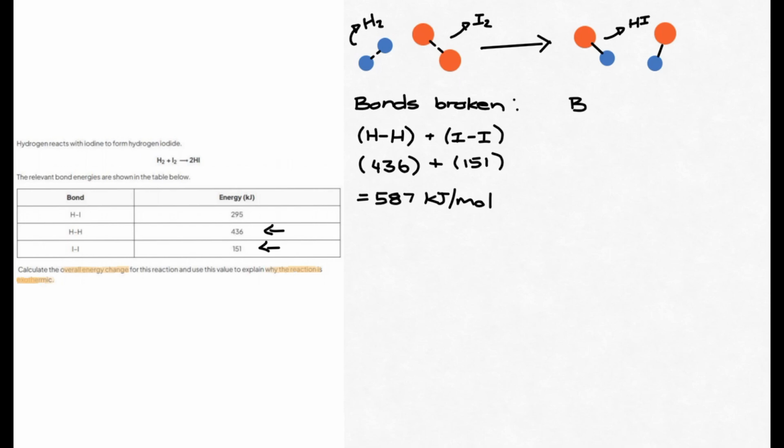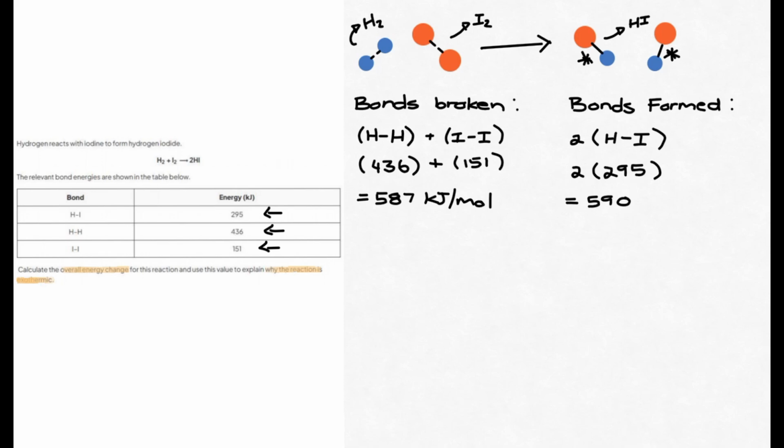We'll then have a look at the bonds being formed. So here we can see there's two hydrogen iodide bonds that are being formed. So here we can see that a hydrogen iodide bond needs 295 kilojoules of energy to be broken. We'll then multiply this by 2 to get 590 kilojoules per mole of energy being needed to form the bonds.